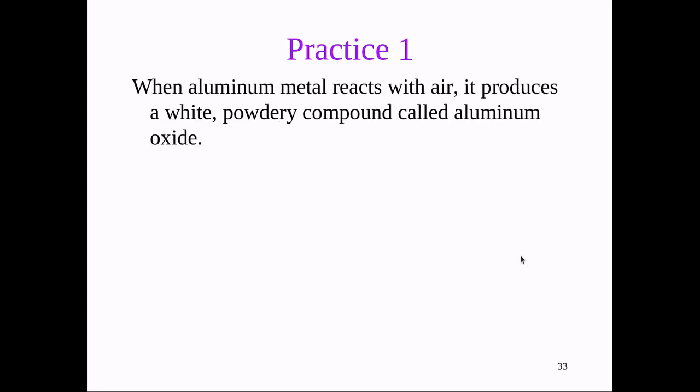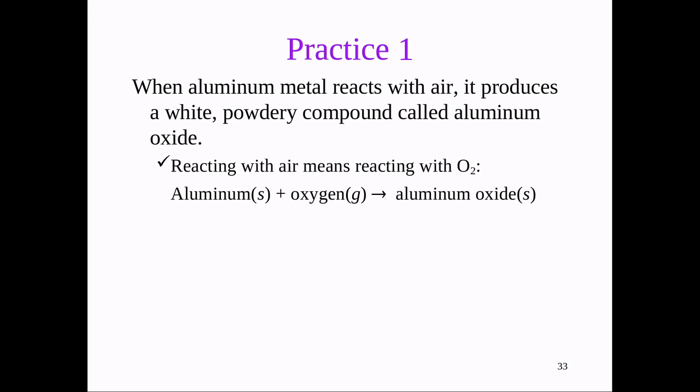So let's do a little practice now. When aluminum metal reacts with air, it produces a white powdery compound called aluminum oxide. We'll keep in mind that reacting with air means reacting with O2, and we'll write all this out in words. So we have aluminum solid plus oxygen gas is going to produce aluminum oxide. We should be able to get a formula like this. And I'm going to let you guys take a moment and see if you can balance that.